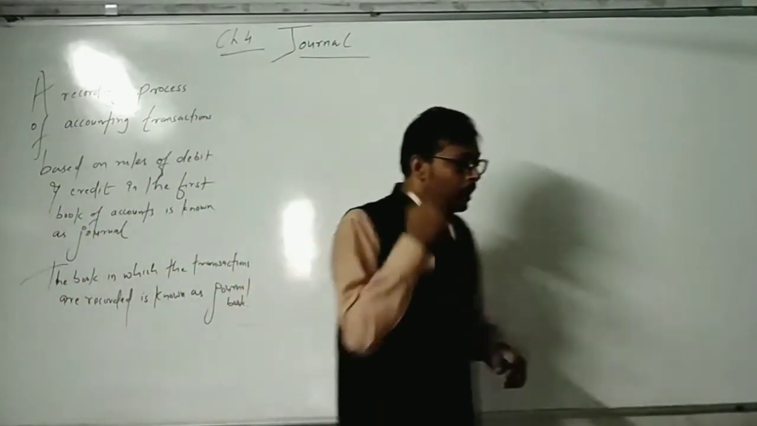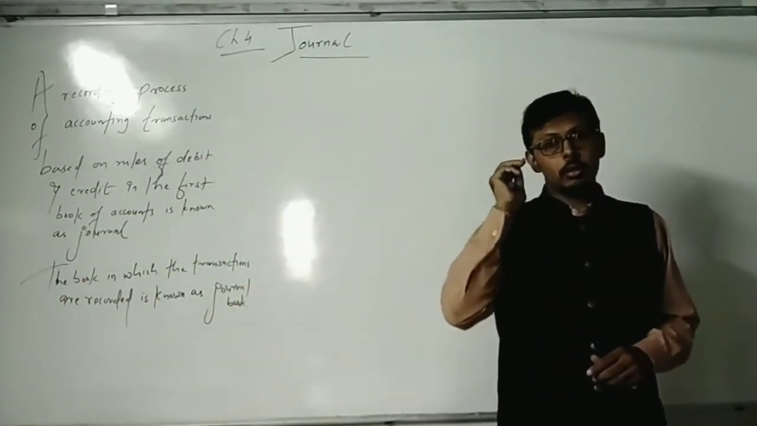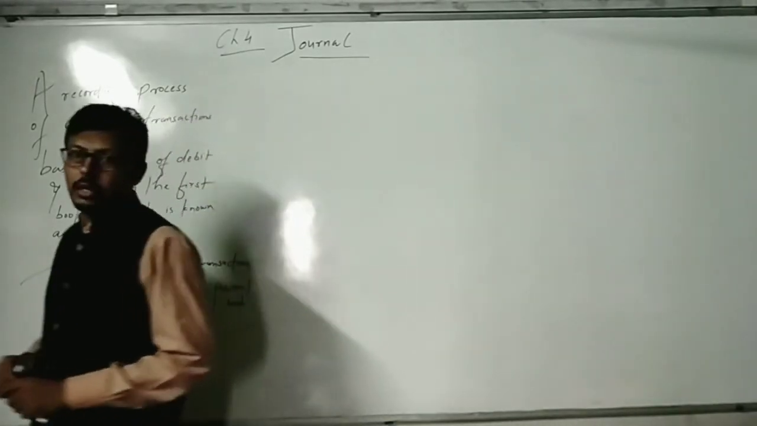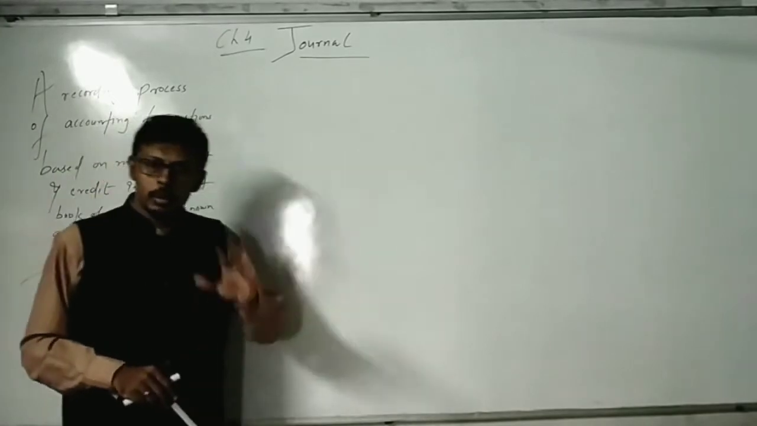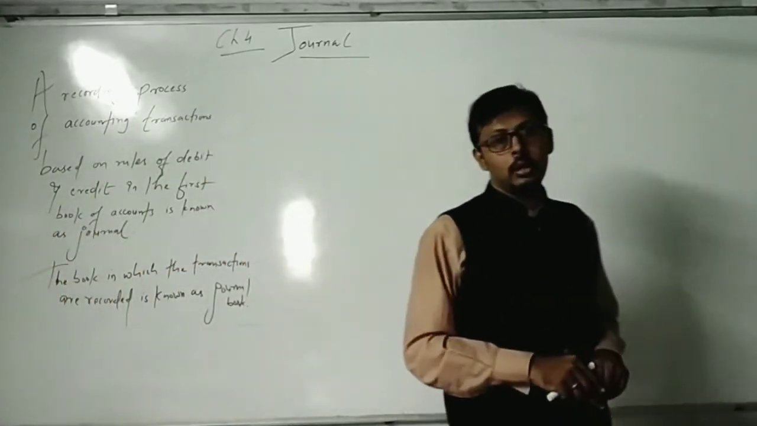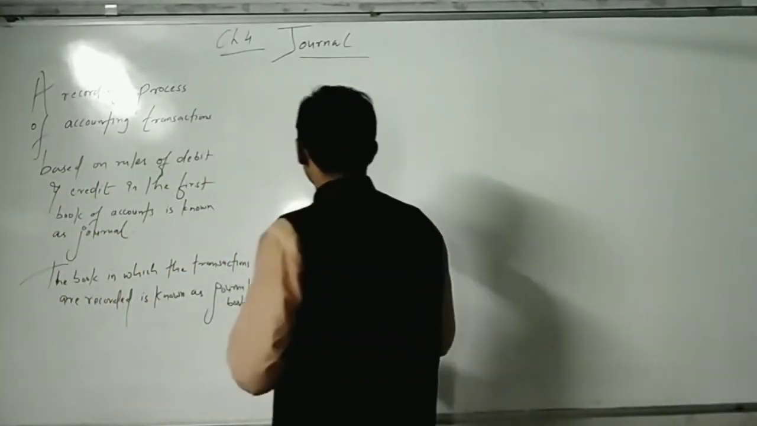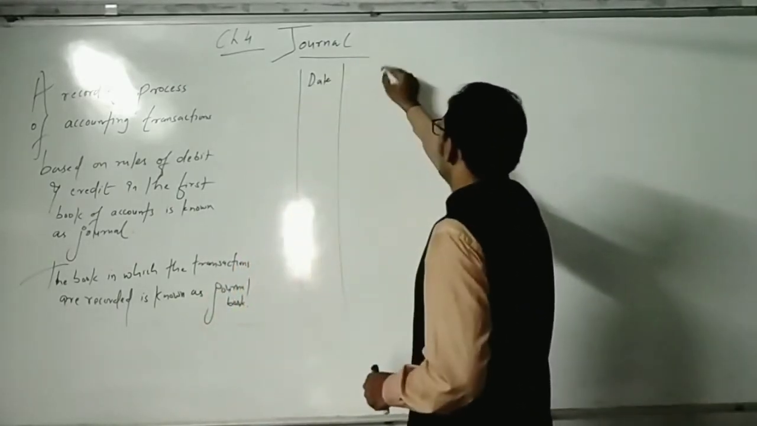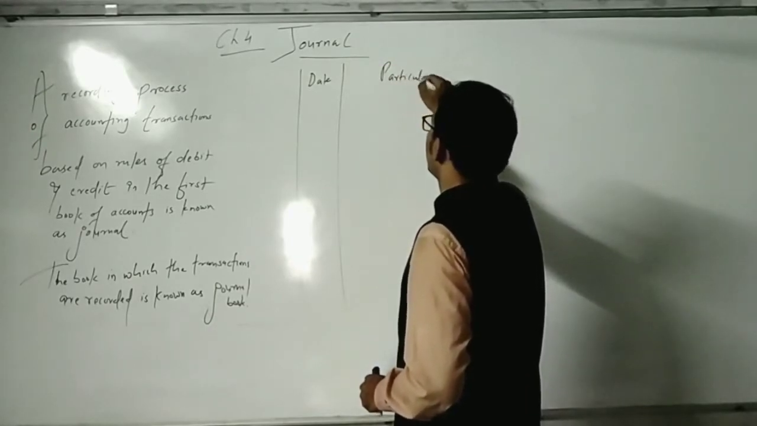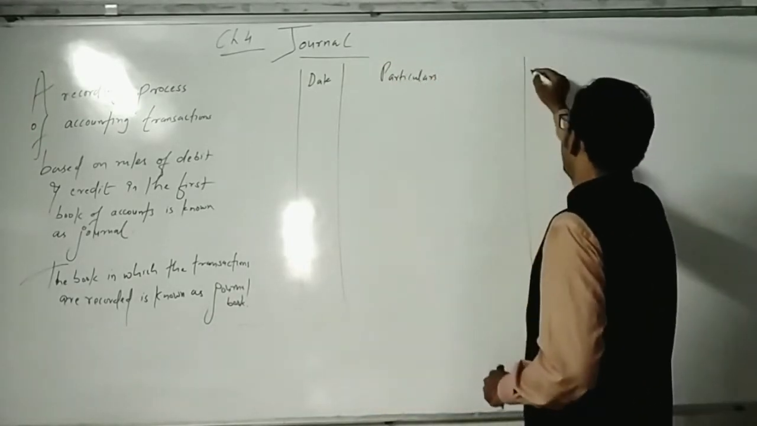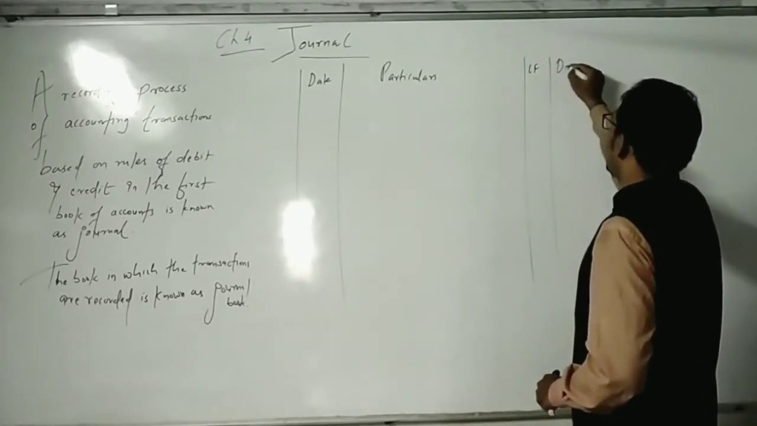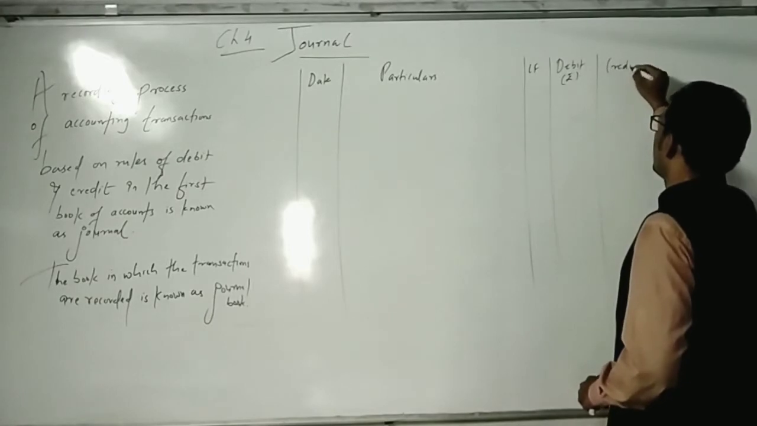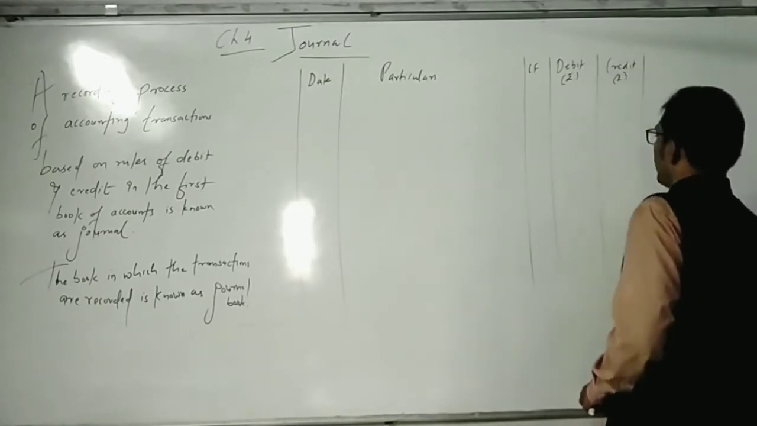Now I will record the entries without the columns, but you have to pass the entries in the columns. I'll roughly make the columns; you have to prepare the columns with scale and pencil. The columns are date, particulars, LF, that is ledger folio, then debit rupees and credit rupees.